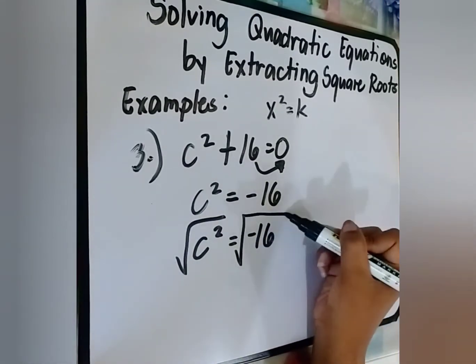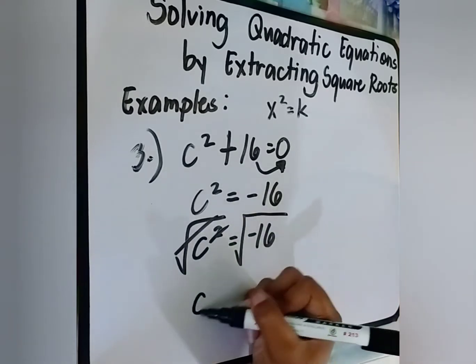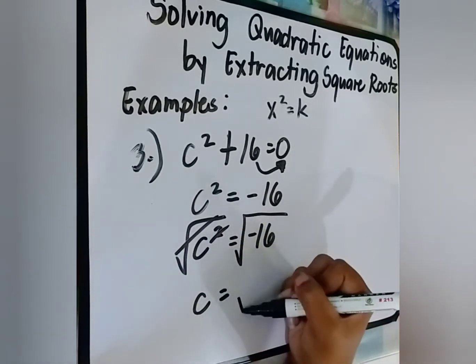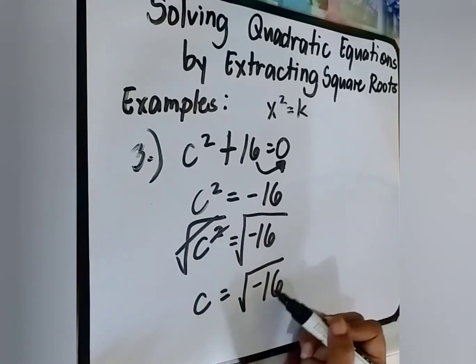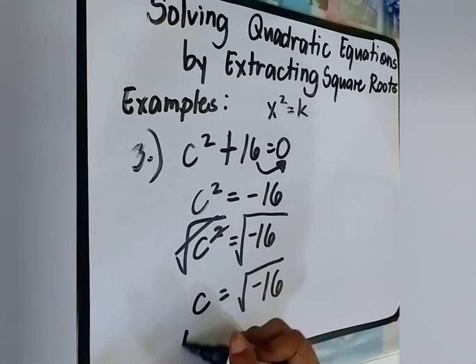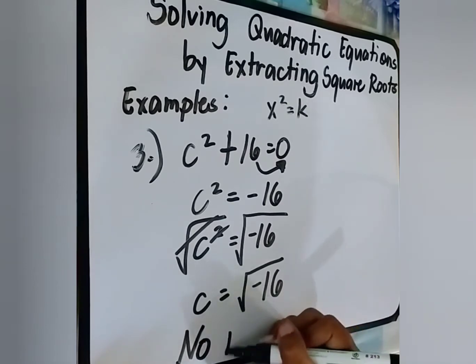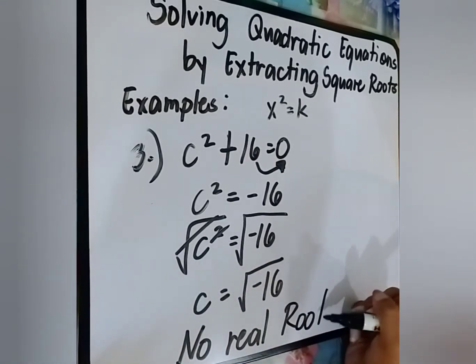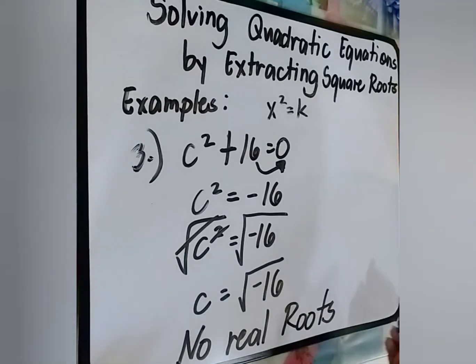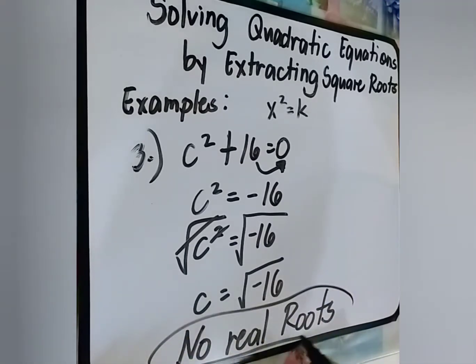And then, get the square root of both sides of the equation. Magiging c is equal to square root of negative 16. So, sabi nga doon, kapag ang k is less than 0, ang sagot niya is no real roots kasi walang square root ang lahat ng negative na number.